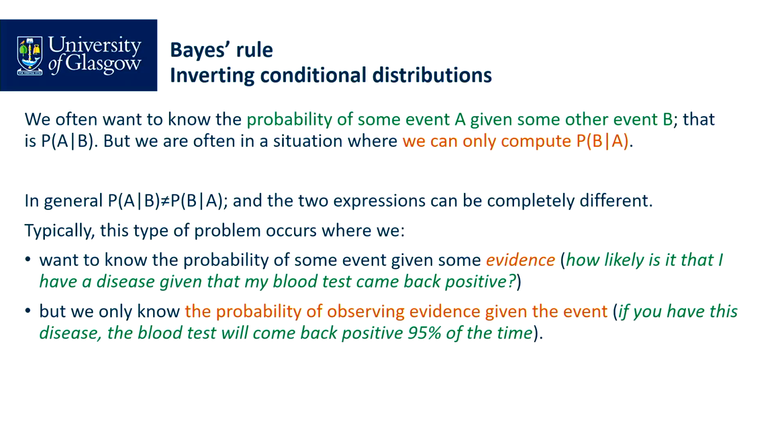But what we know is only the probability of observing the evidence given the event. So we know the causal relation, basically. So if you have this disease, the blood test will come back positive 95% of the time in this case.